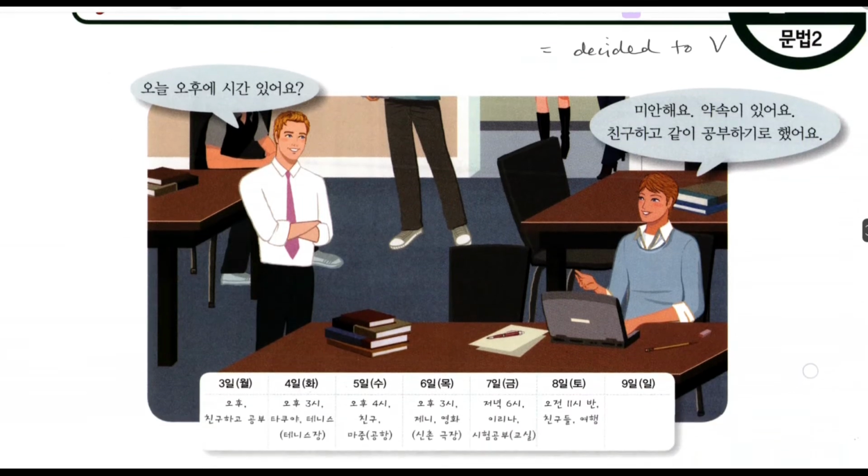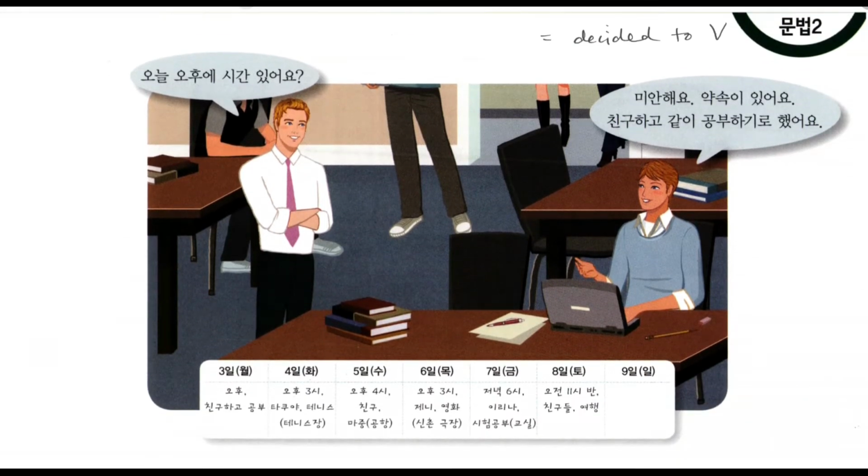자, 다이얼로그 한번 볼까요? 오늘 오후에 시간 있어요? You've got time this afternoon? 미안해요. 약속이 있어요. No, I'm sorry. I've got a plan. 친구하고 같이 공부하기로 했어요. So this is the whole verb.